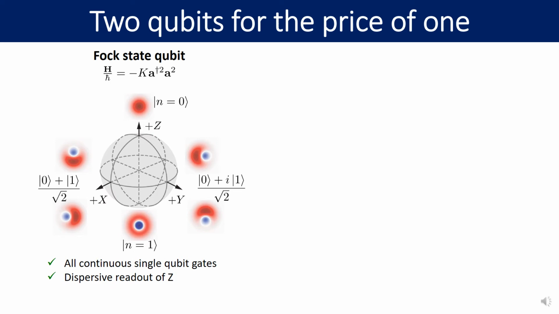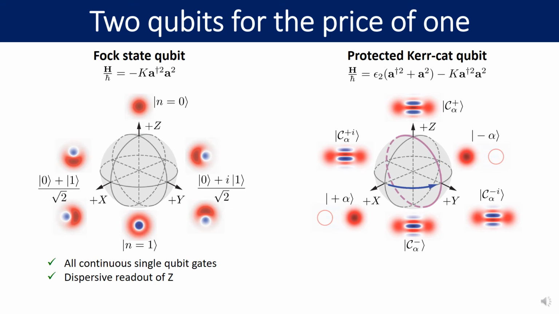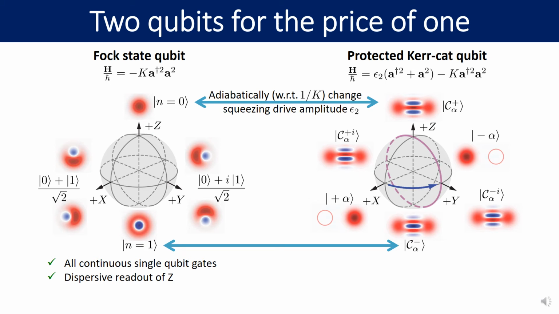On the other hand, if the single mode squeezing drive is on, then we are stabilizing the protected Kerr-Cat qubit that I described to you. And what's nice here is that we can actually adiabatically map between these two systems by ramping on and off the single mode squeezing drive slowly with respect to 1/Kerr. And this works because both of these Hamiltonians respect photon number parity, meaning that the even photon number parity vacuum state gets mapped onto the even cat, and the odd photon number parity one photon Fock state gets mapped onto the odd cat.